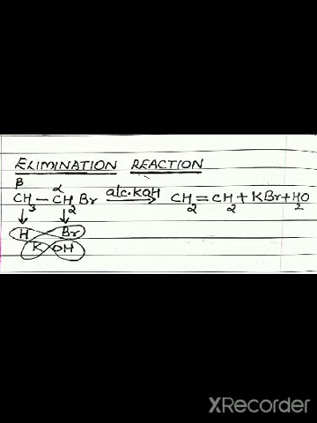The product obtained is an alkene. In this case, the product obtained is ethene. And what are the byproducts formed? Even though HBr gets eliminated, take HBr along with KOH. Then you will come to know that the byproducts formed are potassium bromide, KBr, and water, H2O.